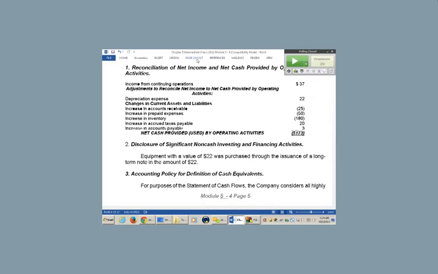The problem, by the way, is I don't know where I'm going to find that. I may find it in management's discussion and analysis. I may find it in a separate footnote in the long-term debt section. I may find it in a plant asset footnote. I may find it on the cash flow statement on the bottom as a supplement. So where it's actually disclosed is up to the company, but it has to be there. And the third is the definition of cash equivalents.